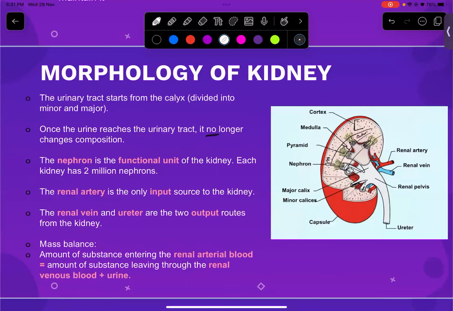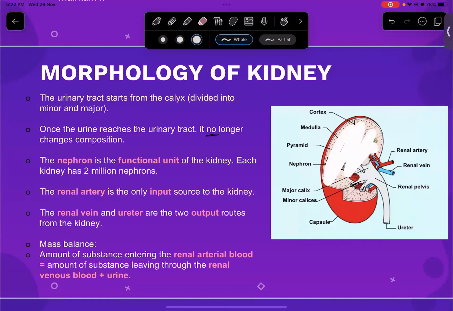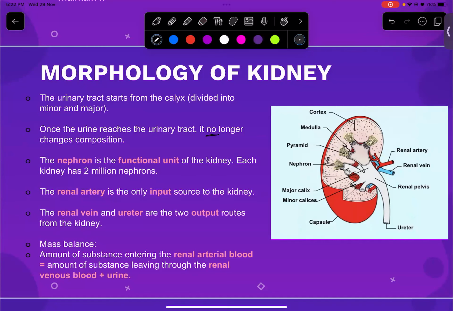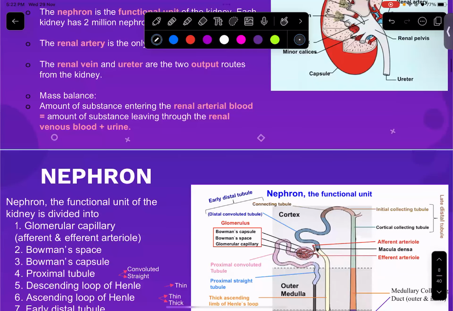The nephron is the functional unit of the kidney. Do you see these lines right here? These are the nephrons. We will discuss them in more detail now, and I'll zoom in and show you. But mainly, every kidney has about 2 million nephrons, so technically you have a total of 4 million nephrons in your two kidneys.